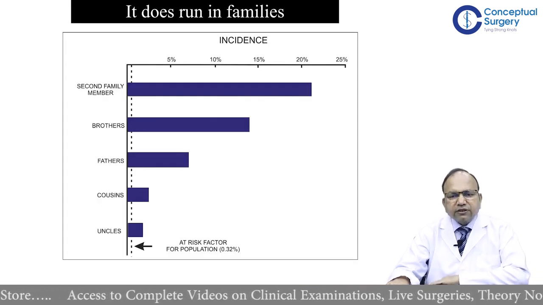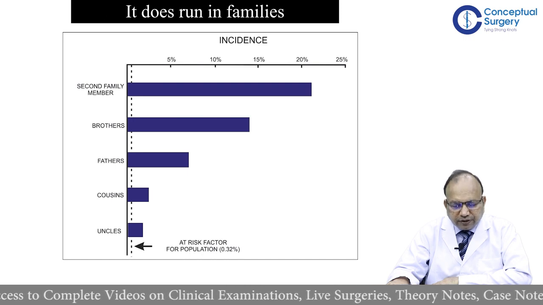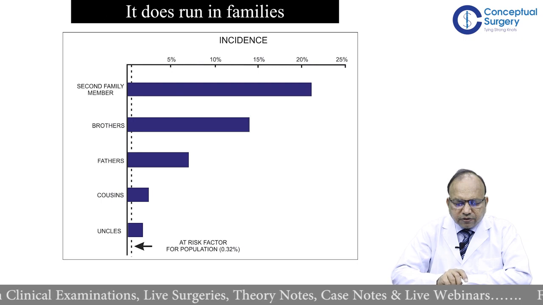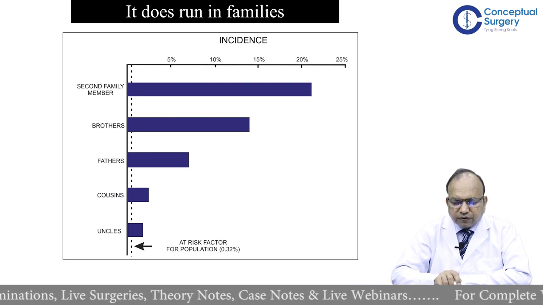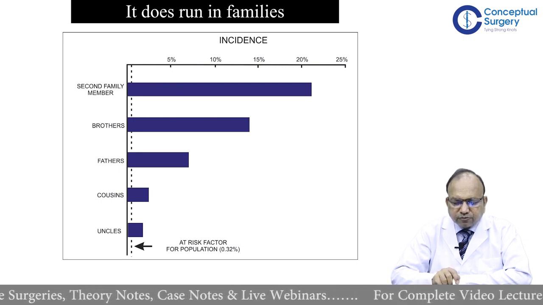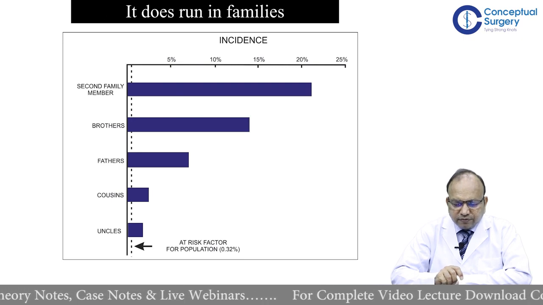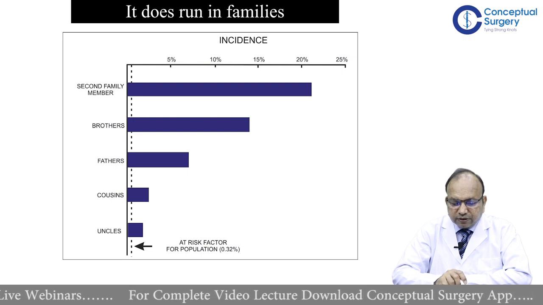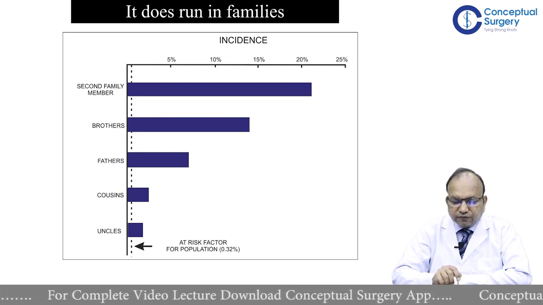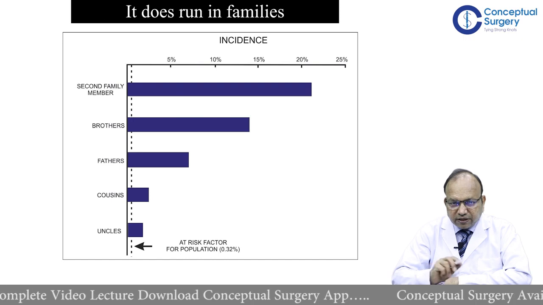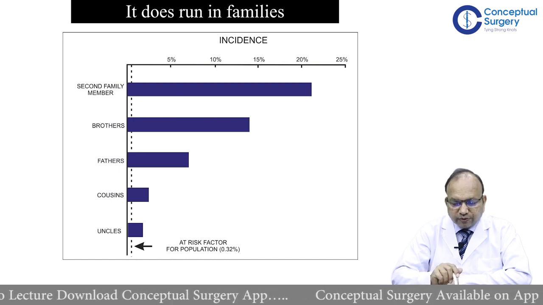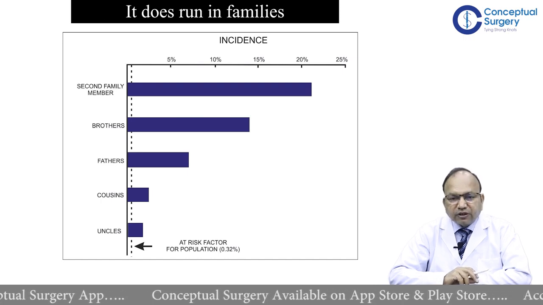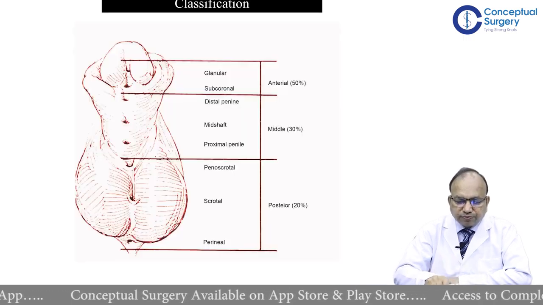As I said, there is an increased genetic pool. So hypospadias does run in families. For example, brothers of an index child will have a higher incidence. From father to son it is less, but if one child has suffered from hypospadias, the next male child will also have hypospadias to the tune of almost 15%. And so family history is also important.